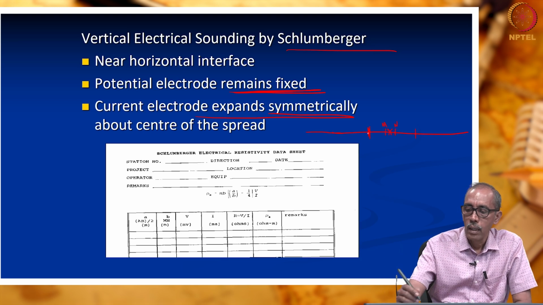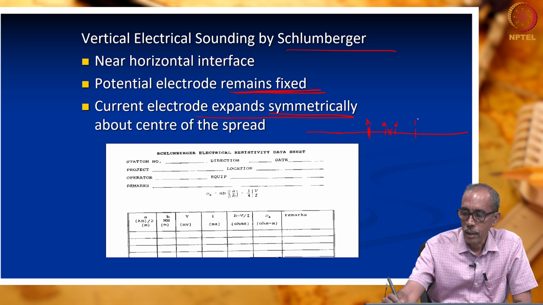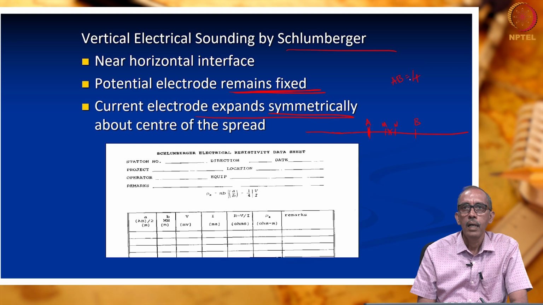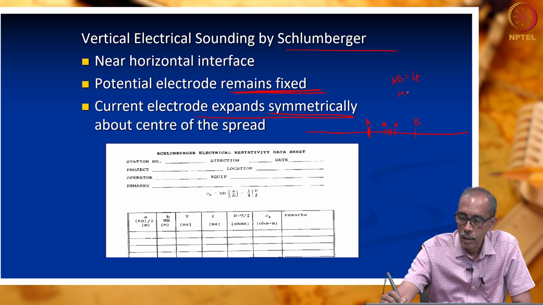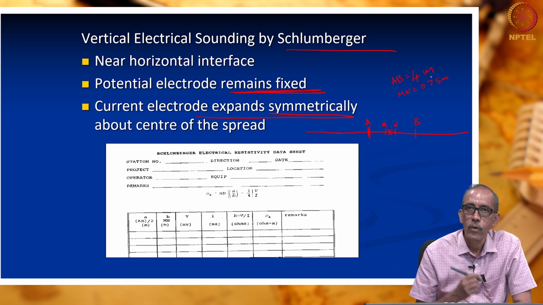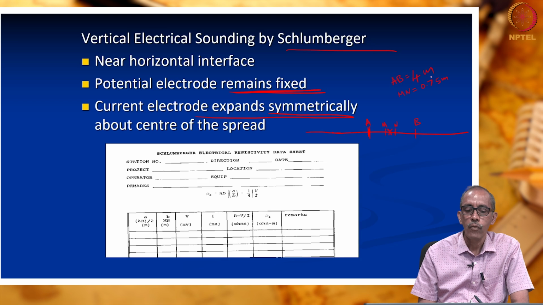Okay. A and B. What is the distance between A and B? Let us say A and B is at 4 meters. The distance between A and B is 4 meters. So, the distance between M and N has to be, let us say, we have kept it at 0.75 meters. Okay. I have taken one measurement.